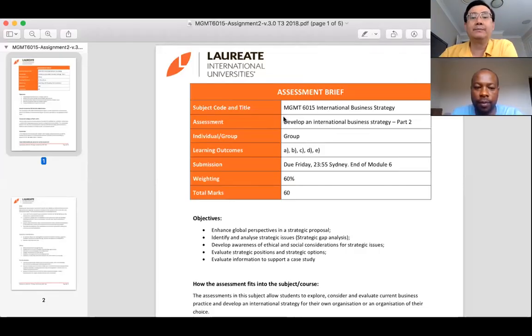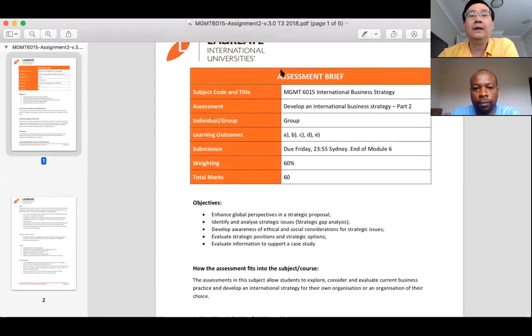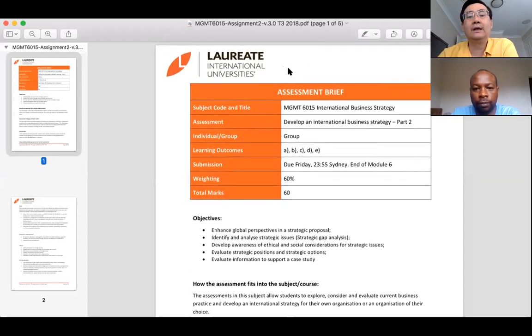Okay. As mentioned before, we are going to discuss the second assessment because I believe everyone has submitted the first assessment. So this is the brief of this assessment, which we can download from the portal. If you look at it, it is about developing an international business strategy. Eventually, we are writing a business plan for our international business.